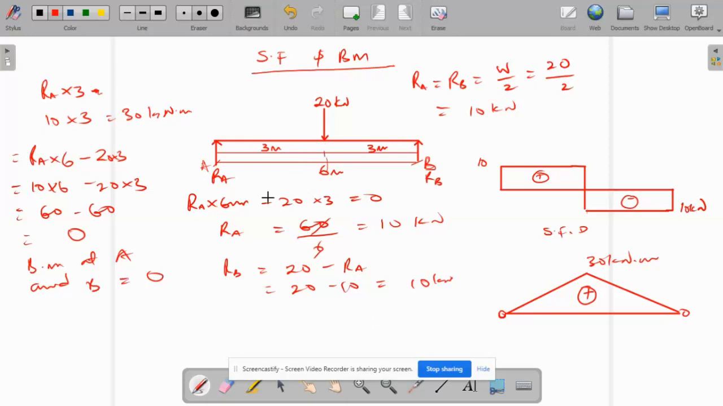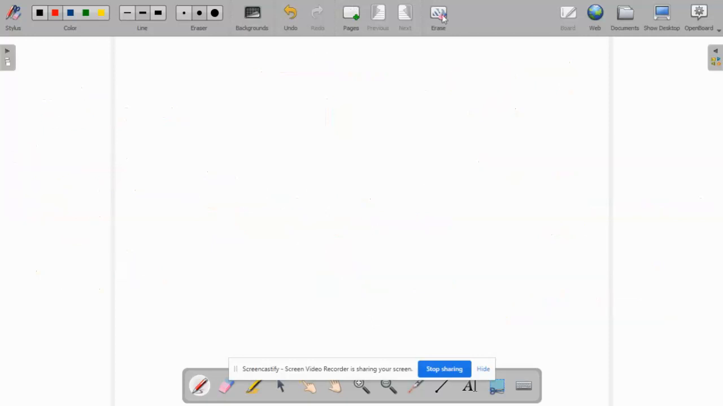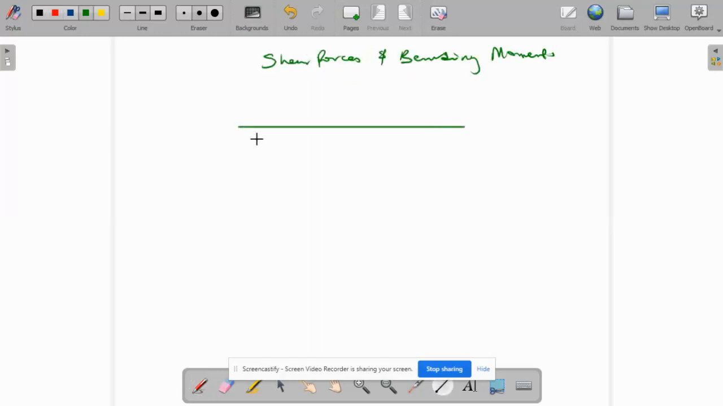Another example we need to look at under shear force and bending moment expression is a simply supported beam carrying a UDL. Place a UDL on it. Take a span of, let's say, 4 meters, and then we place a UDL on it.